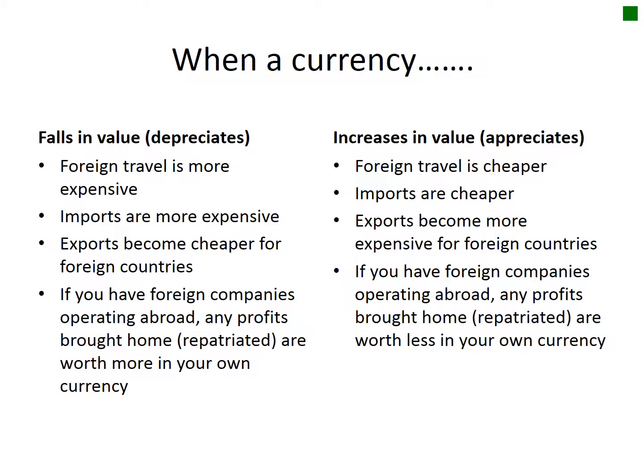Increases in value and appreciation of the currency means that foreign travel is cheaper, imports are cheaper. On the downside, exports become more expensive for foreign countries because they have to exchange more of their currency to get your currency to pay for the goods. And if you have foreign companies operating abroad, any profits brought home or repatriated are worth less now in your own currency.